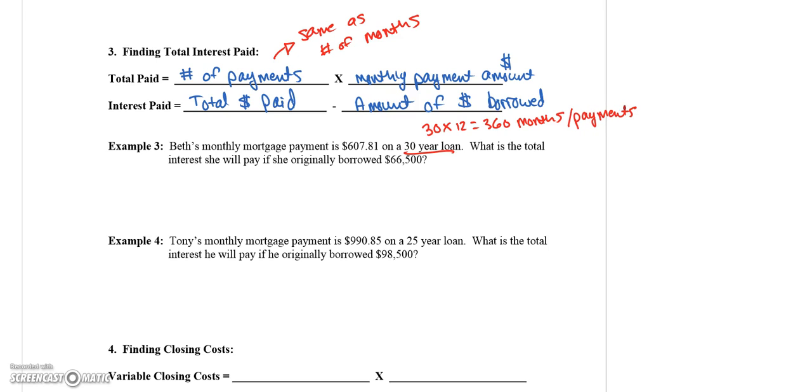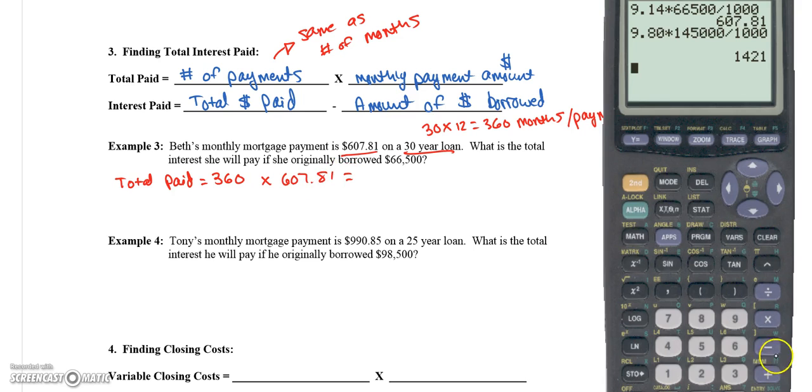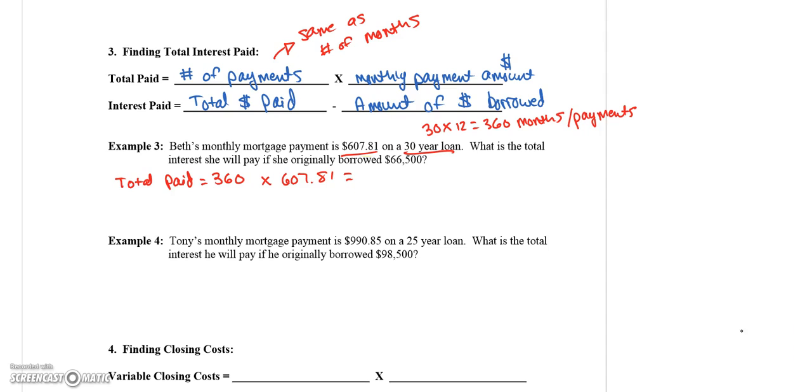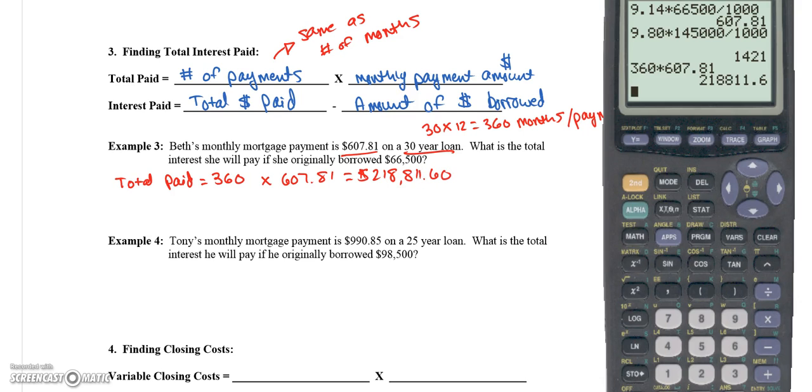So step 1, total amount paid is going to equal 360 times my monthly payment amount. Well, my monthly payment is $607.81. And we get 218,811.60.